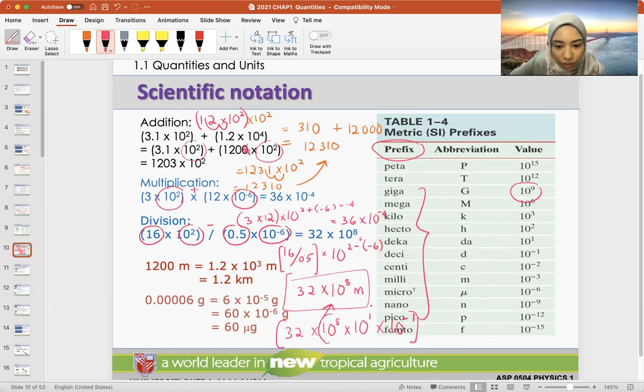I want these two guys together. I want them to be a couple so that it becomes a giga. So what should I do? So this guy is giga. So 32 has to be multiplied by 10 to the minus 1. So it's 3.2 giga meter. Okay. So this is one way of doing it. If you have another way of doing it which you find is easier, you can use whatever method that works for you. I'm just showing you how the logic is.